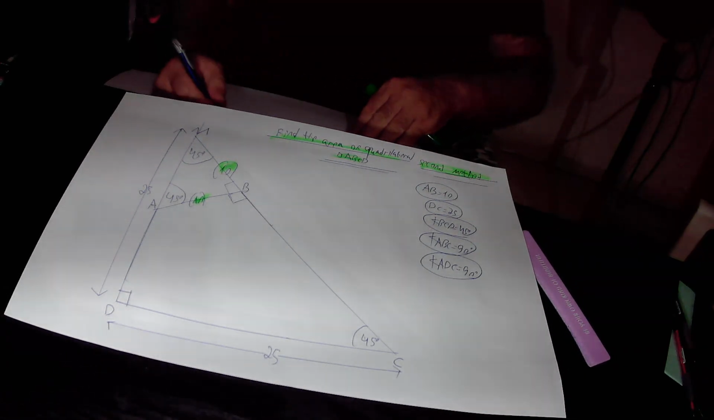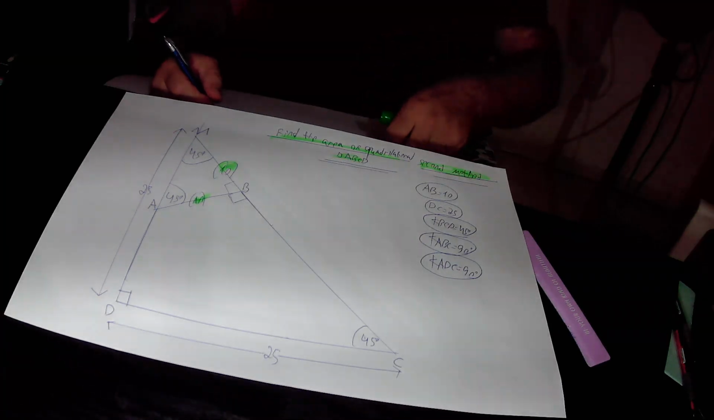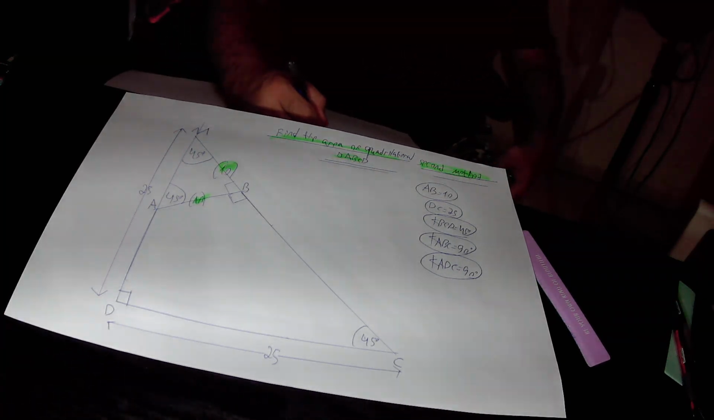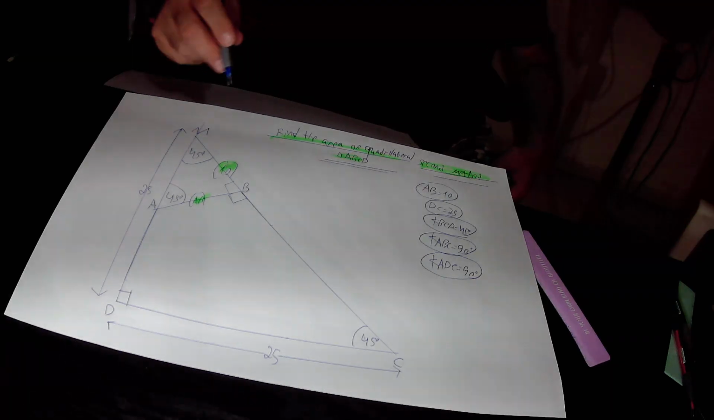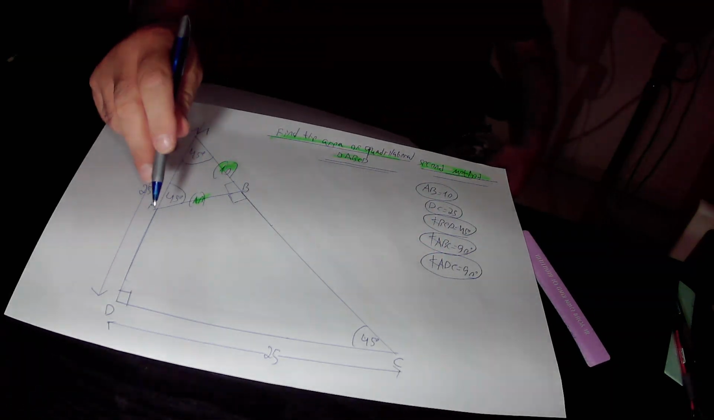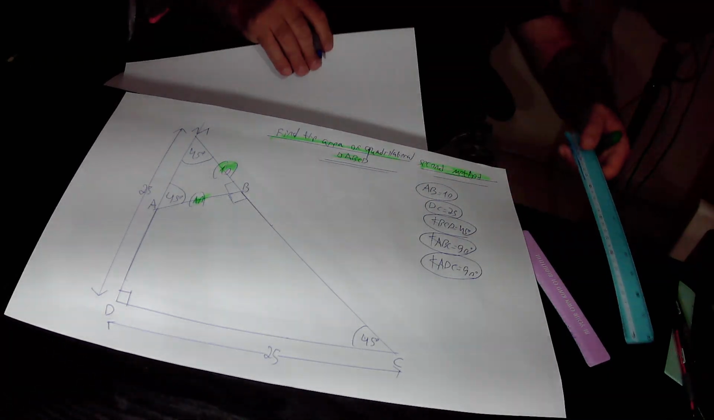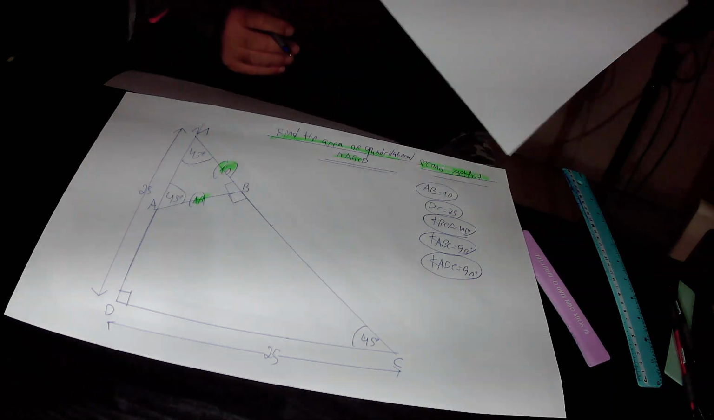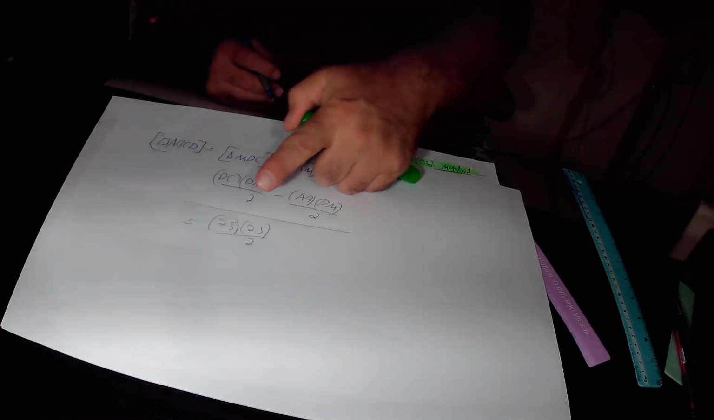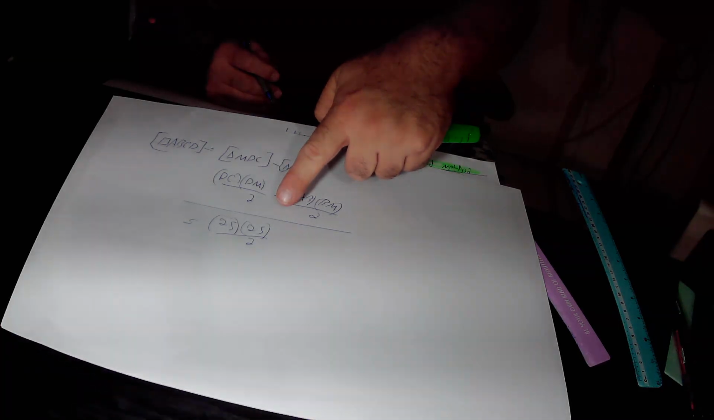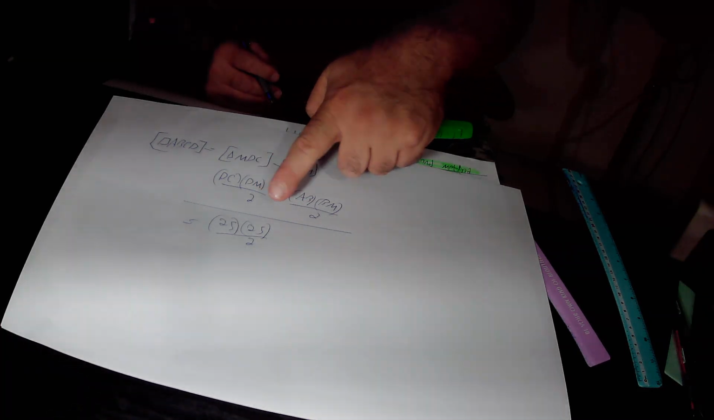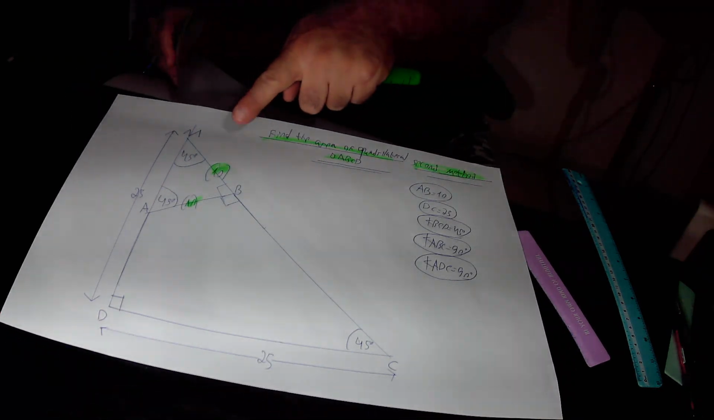DC equals 25, and DM also equals 25. So in total, the area of the big right triangle MDC equals the base DC times the height DM over 2. That is 25 times 25 divided by 2, minus the area of this small right triangle ABM.